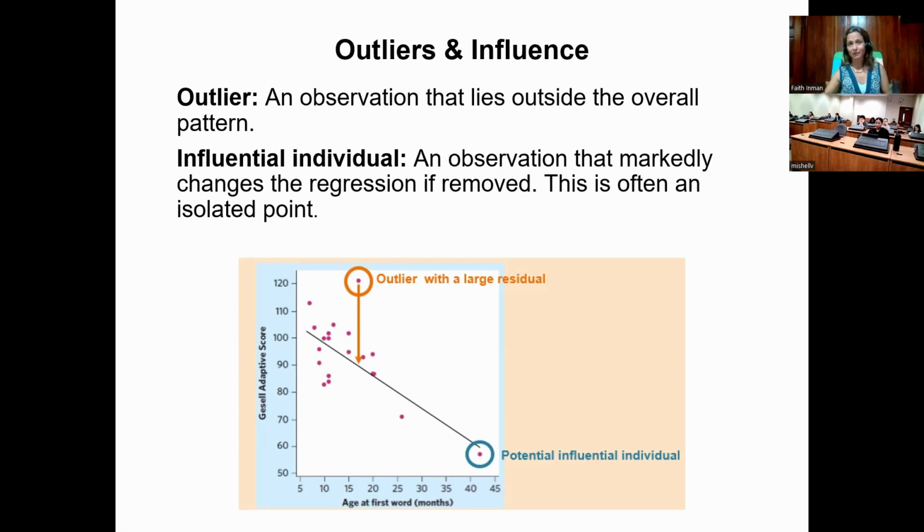The influential individual is an observation that markedly changes the regression if removed. And this is often an isolated point on either extreme of your X range. So this point over here in blue is all the way on the upper end of your X. If you removed this point, it would probably change or shift your regression line. The influential individual has what we call leverage. It can lever that line up or down, mostly because it occurs on the extremes of your X.